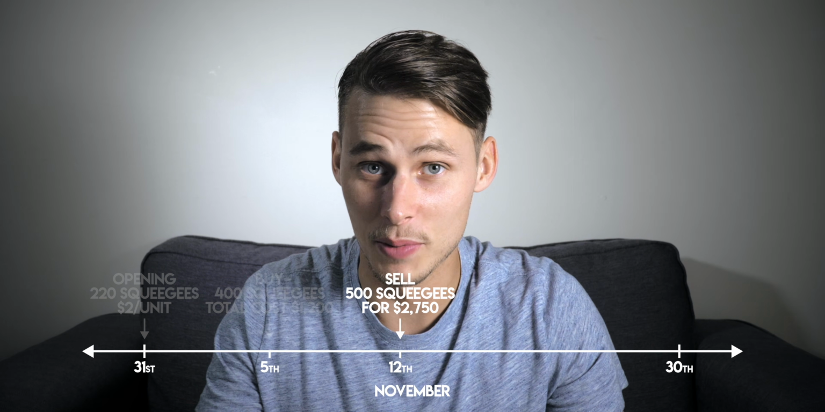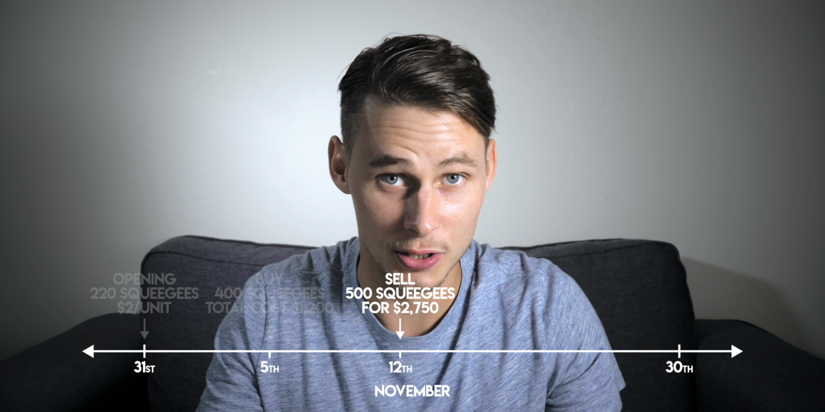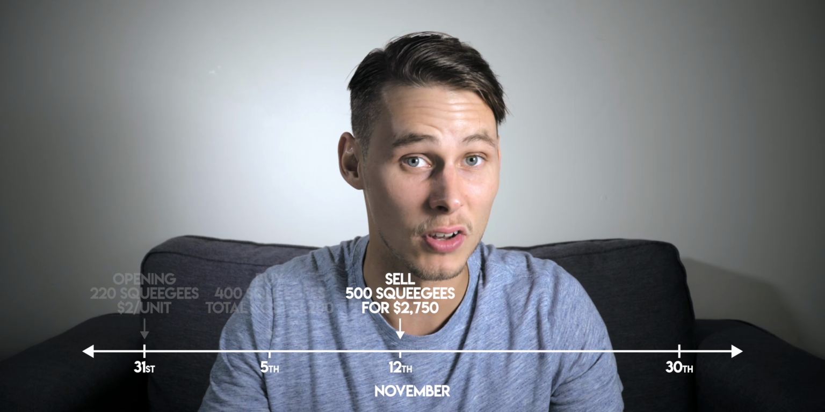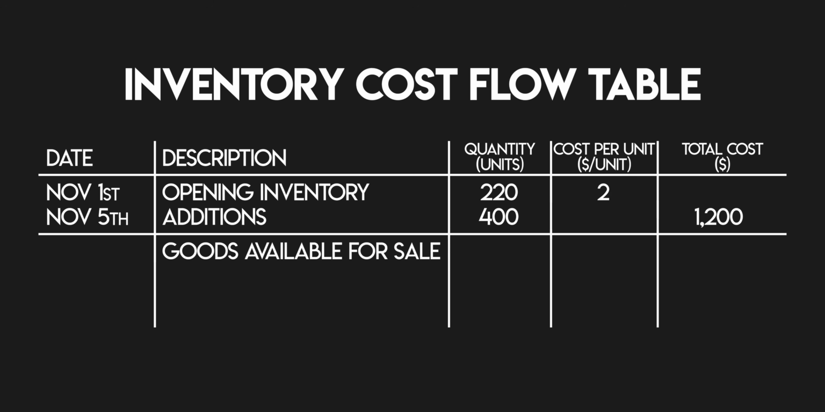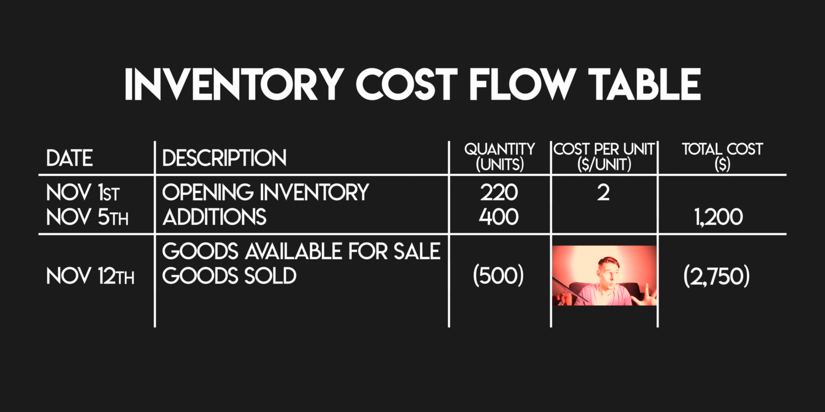Okay, finally, on November 12th, you sold 500 squidgies for $2,750. So, on November 12th, you sold 500 units, which needs to be negative because you no longer own these squeegees. The sale reduced your inventory on hand, and you sold these for $2,750. So we'll deduct that here. Hold up, wait, we can't do that.